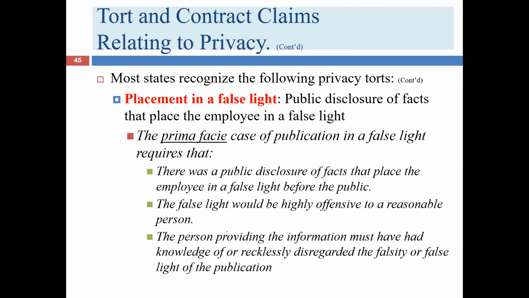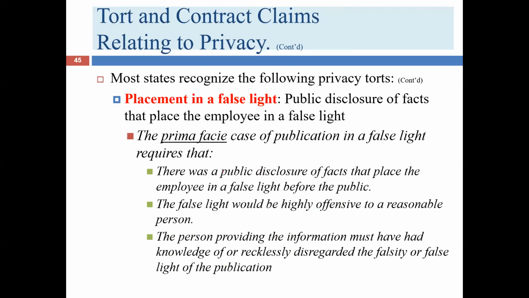Even though nothing in the article says that that picture is the picture of the child rapist, the average person would draw that conclusion. That would be an example of placement in a false light. So let's look at the publication of false light requirements. There is a public disclosure of facts that place the employee in a false light before the public. And the false light would be highly offensive to a reasonable person, and the person providing the information must have had knowledge of or recklessly disregarded the falsity or false light of the publication.